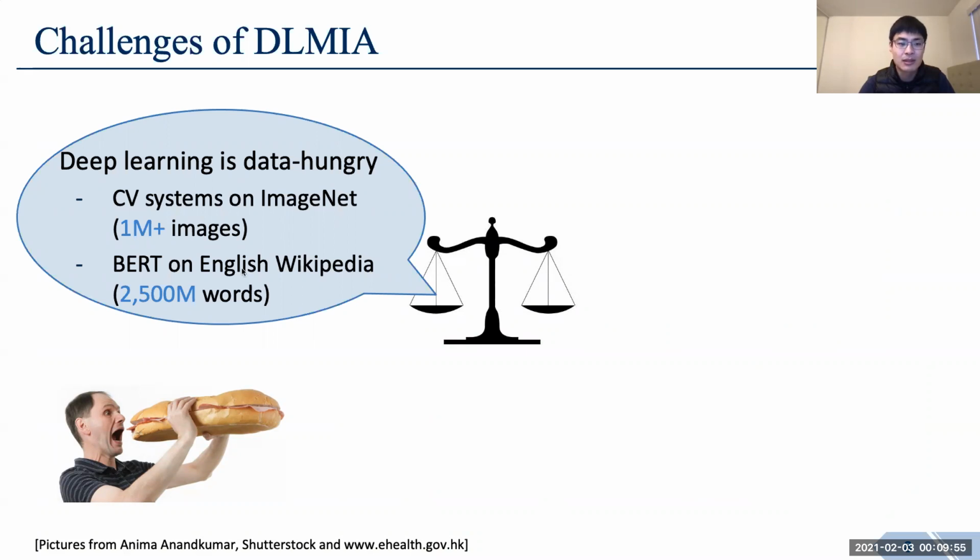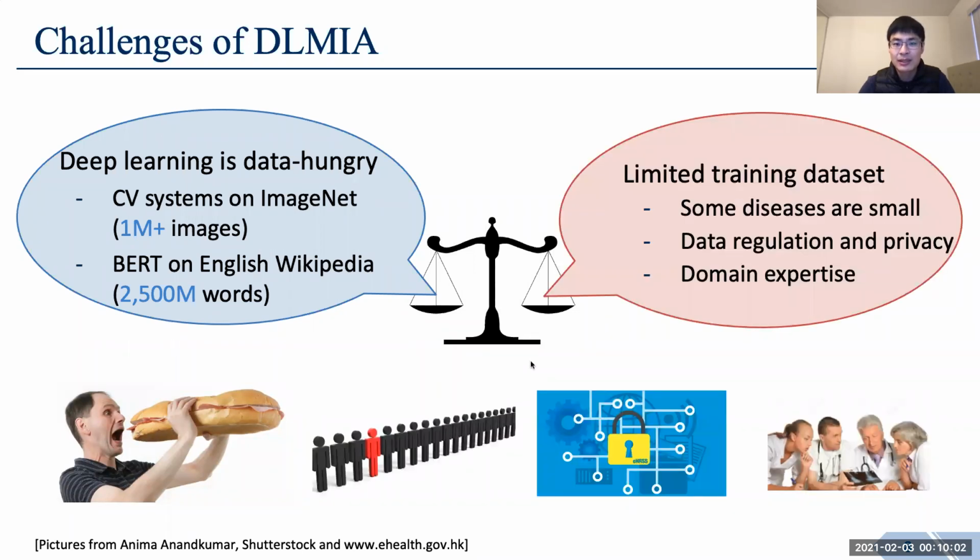It includes more than 2,500 words. While in the medical imaging domain, the training dataset is limited because some diseases are rare naturally, so it is difficult to collect lots of samples. And data regulation and privacy issues further prevent us from building a large-scale dataset. Another is that, different from natural images, annotation in the medical imaging domain needs domain experts. That means only experienced doctors can provide reliable annotations. So in this case, it is harder and more expensive to acquire a large-scale labeled dataset.